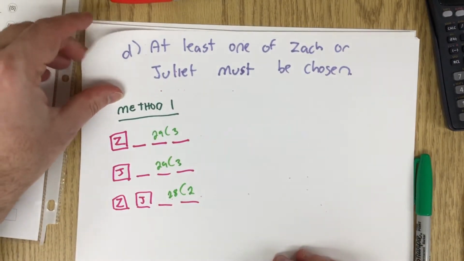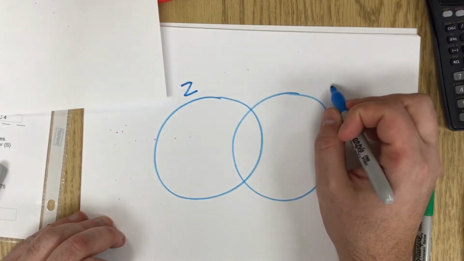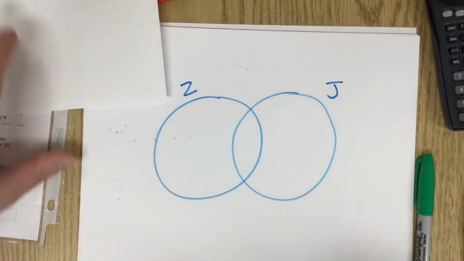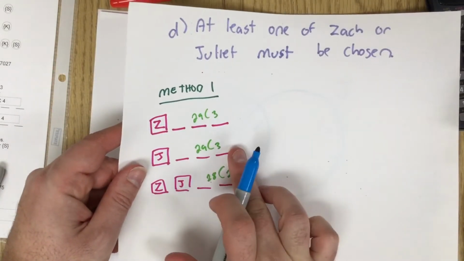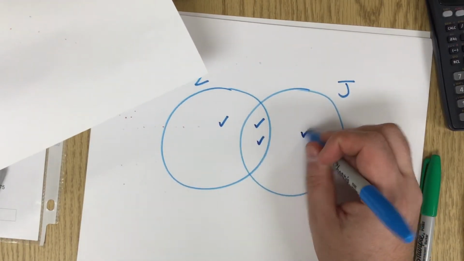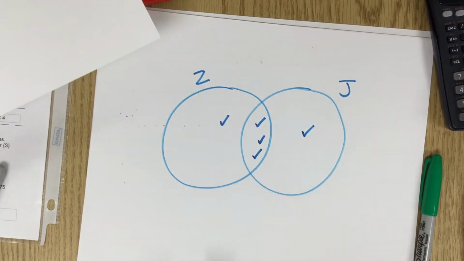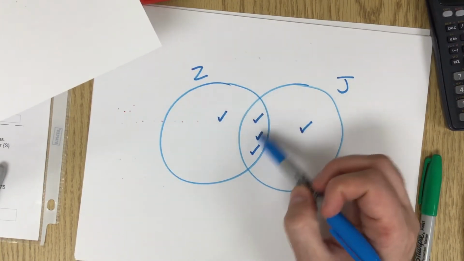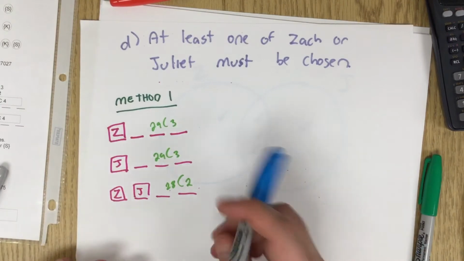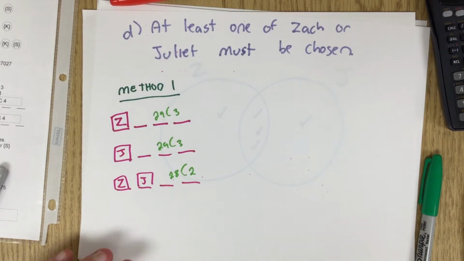I'll quickly show you why it's wrong. You don't have to write this down, just take a look. So these are all the times where Zach is going. These are all the times when Juliet is going. So if I add up all the times that Zach is going, I've added up these two areas. If all the times Juliet is going is these two areas, and all the times they're both going is this. So what I've done is this is the Zach not Juliet, the Juliet not Zach, and I've added the times when they're both going 3 times. Because if they're both going, that's included in this 29 choose 3, and it's included there. So that's not going to work.